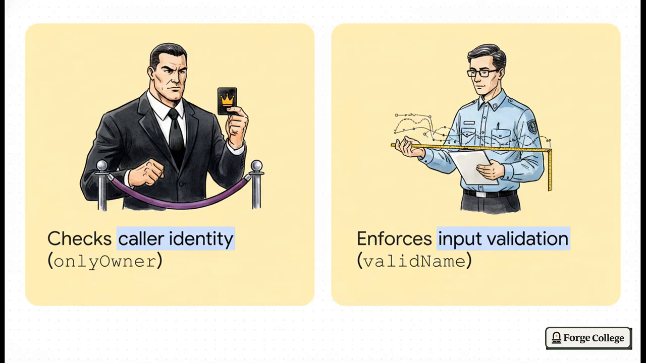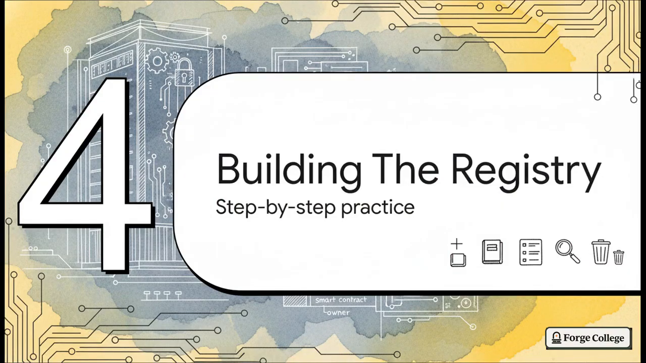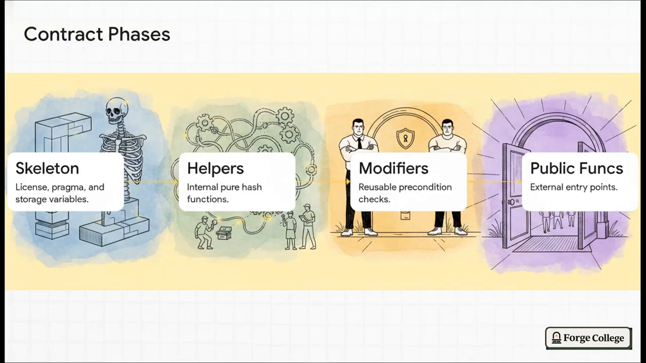Two totally different jobs, both handled elegantly by modifiers. Section 4. Building the registry. Step-by-step practice. All right, enough theory. Let's move to and see how this builds out in reality.